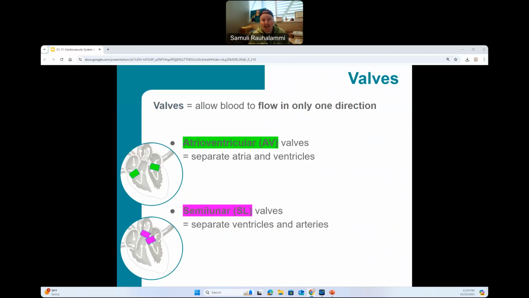So again, like I said, AV valve, the clue is in the name, separating the atria and ventricle, one on each side. The semilunar valves, which I often write as shorthand as SL valves, they are responsible for separating the ventricles from subsequent major vessels. So these are going to be the arteries that leave the heart. So SL valves separate the ventricles from the major vessels. For our purposes, these are going to be our pulmonary trunk and our aorta.